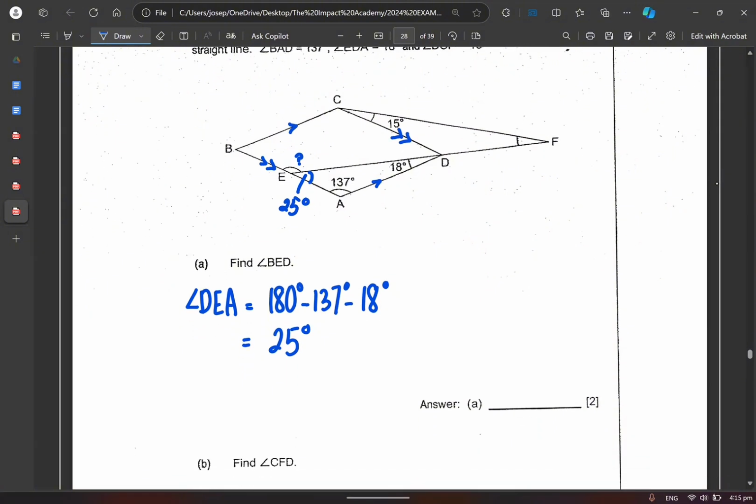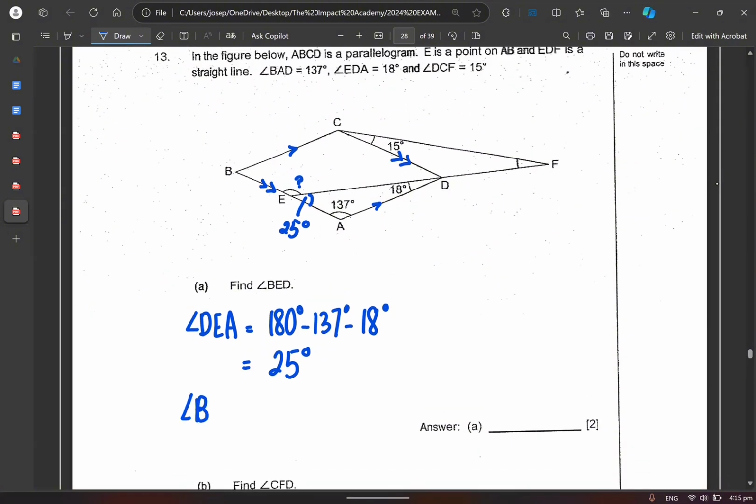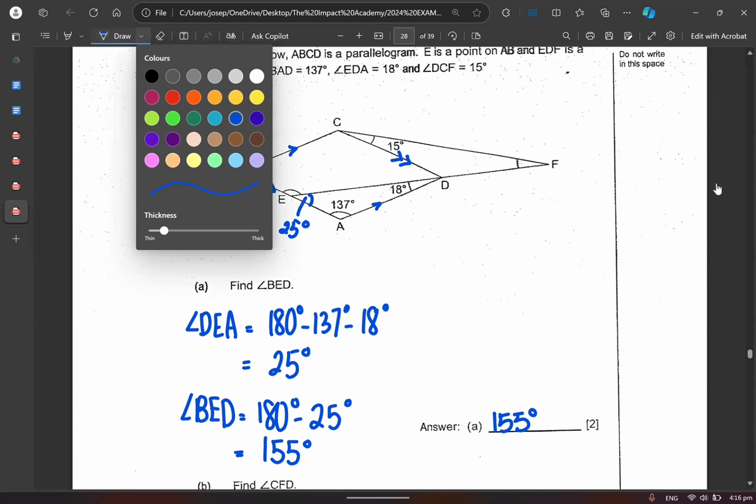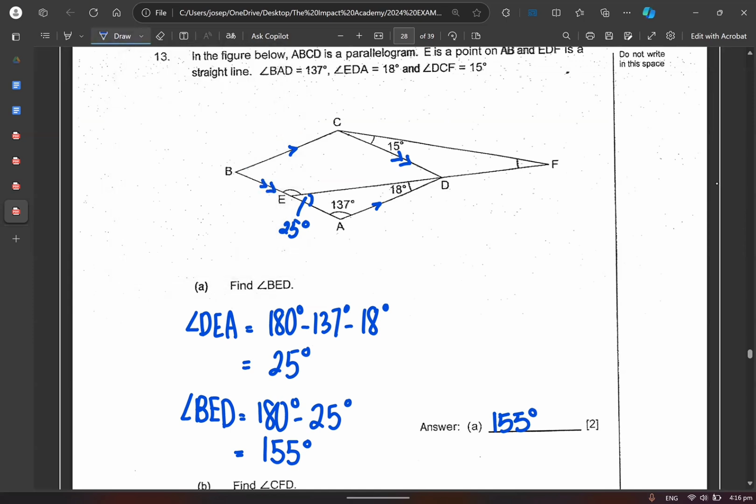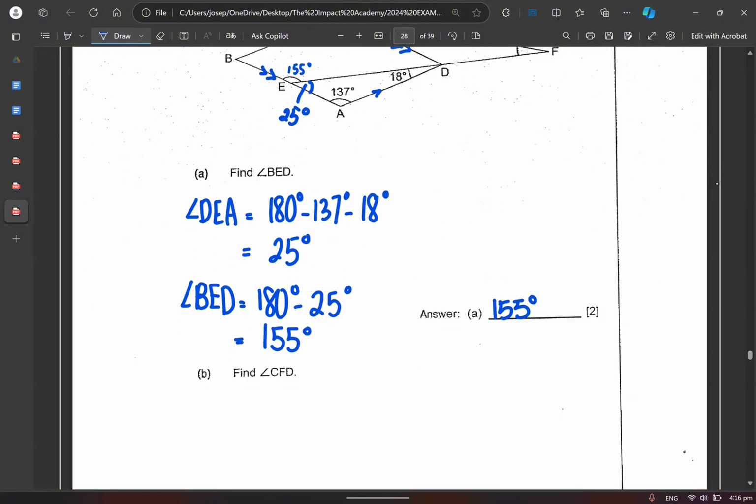You want to find this angle called angle BED, right? All you need to do is 180 degrees minus 25 degrees, and you will get a beautiful answer of 155 degrees. I think most of you, or in fact all of you, can do this question. So this is 155. Am I making sense or not making sense? Okay, so once this part is done, you want to move on to the next one.